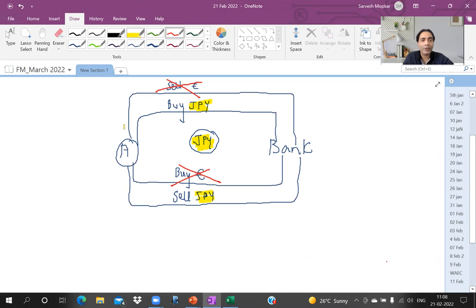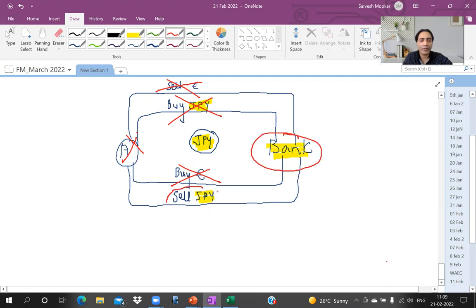Now, second step, you have to focus on A or do you have to focus on bank? Focus on bank. So yellow. So if you're focusing on bank, you should ignore A. You should ignore everything about A. So the only thing remains are these two. So bank is going to sell JPY. Clear? Bank is going to sell the JPY.